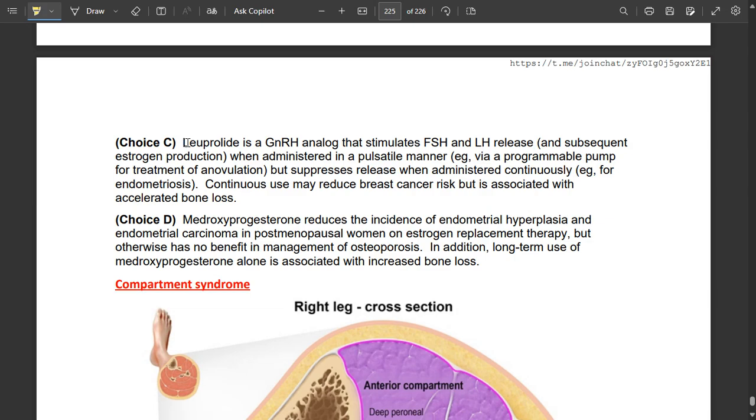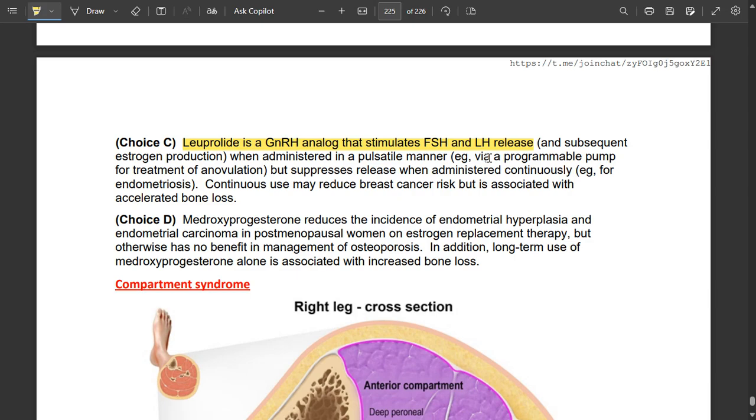Leuprolide is a GnRH analog which increases FSH and LH release and subsequent production of estrogen when administered in a pulsatile manner by a programmable pump for treatment of infertility, but it suppresses release when administered continuously, for endometriosis. Continuous use may reduce breast cancer risk, but it is associated with accelerated bone loss.